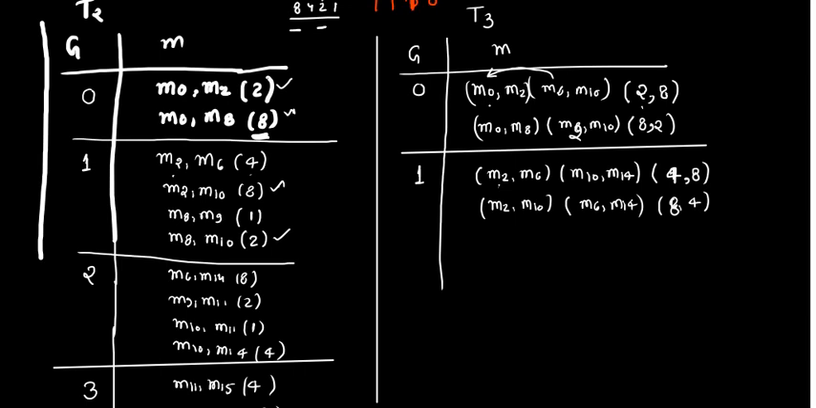Then can we combine M8 and M9 with 11? Yes, we can. M8, M9 with M10, M11. Intra difference is 1 and inter difference is 2. Correct? Now, let's take M8, M9. We have taken care of that, right? We have taken care of that.